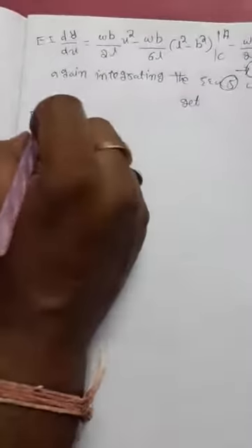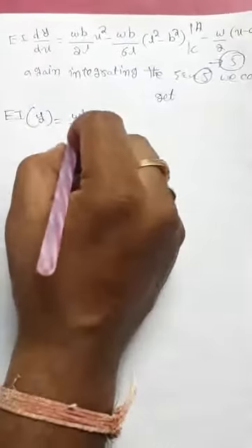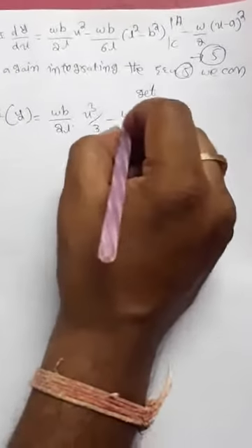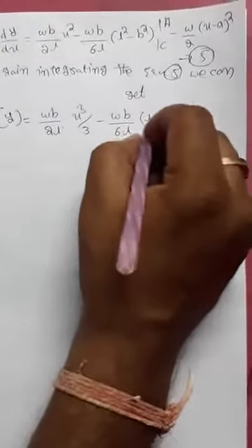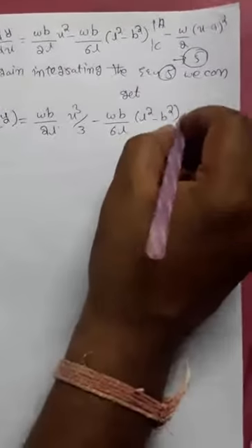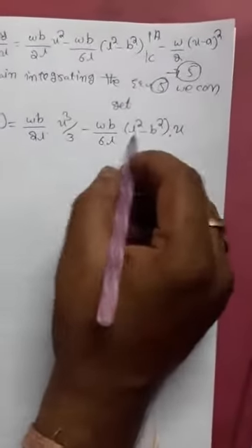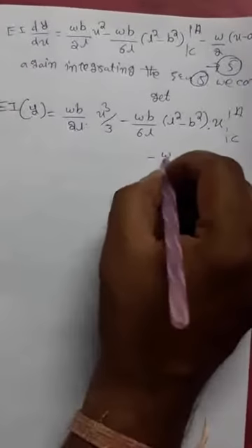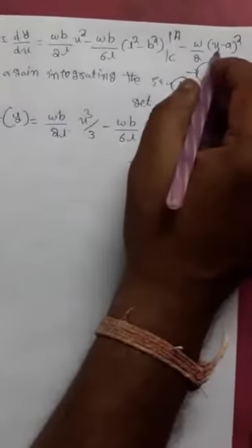EI dy by dx integration is EI y, and WB by 2L, so x square integration is x cube by 3, and minus WB by 6L into L square minus B square, which is a constant with respect to x, multiplied with x. This is the AC portion, and W by 2 into x minus A whole square, treated as a whole section, is integrated as x minus A whole cube by 3. So this is the equation.